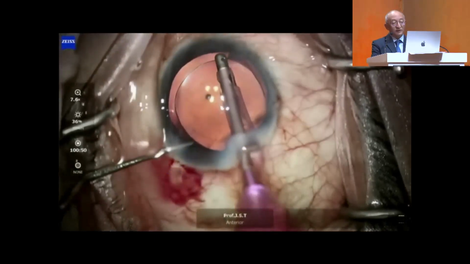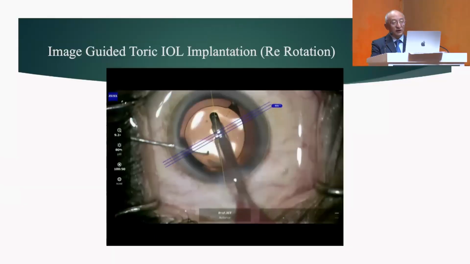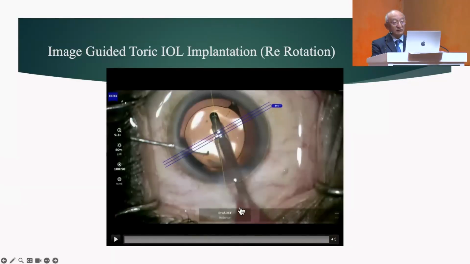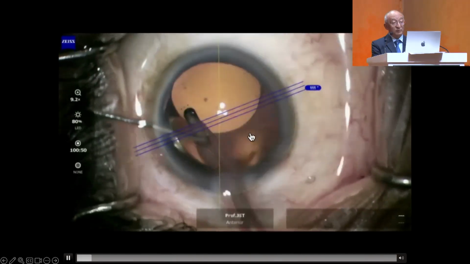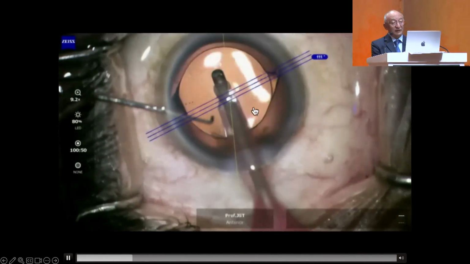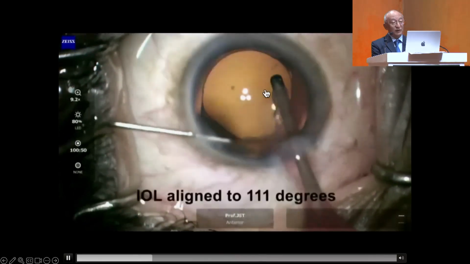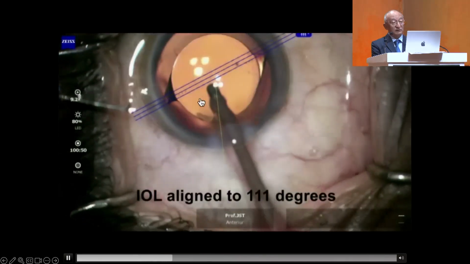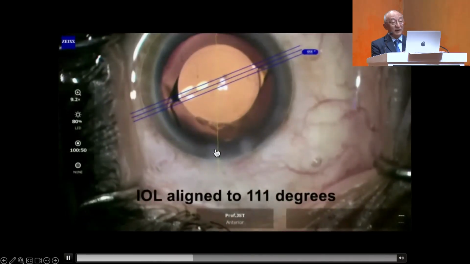These are open J-loop haptics. Sometimes they rotate when you hydrate it. This is one example. I'm removing the viscoelastic here. This is my axis of orientation, 111 degrees. I place the lens quite accurately now. You can see it is right accurate here. Now I'm hydrating the wound.